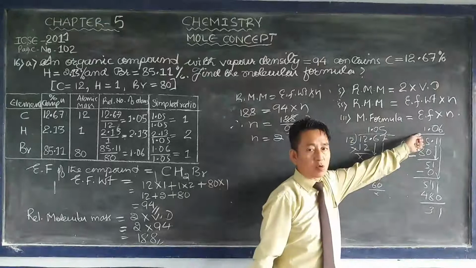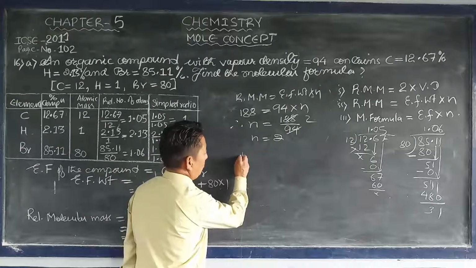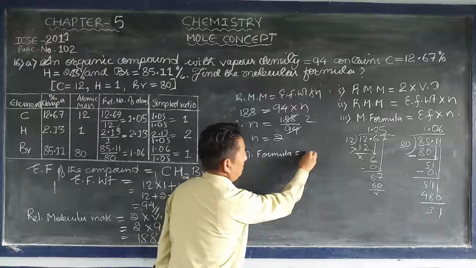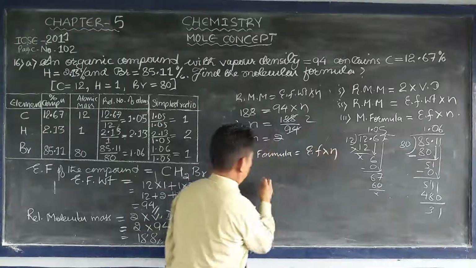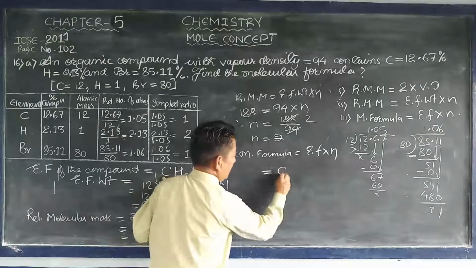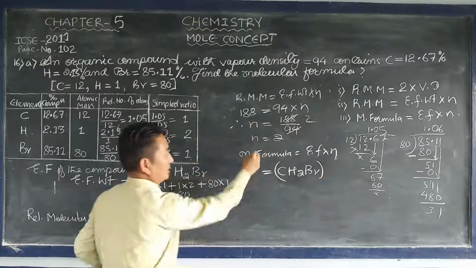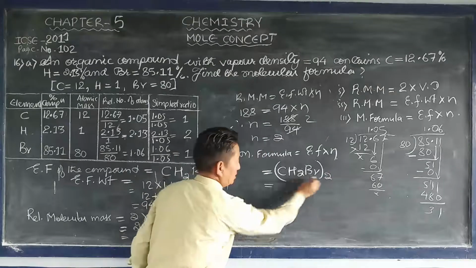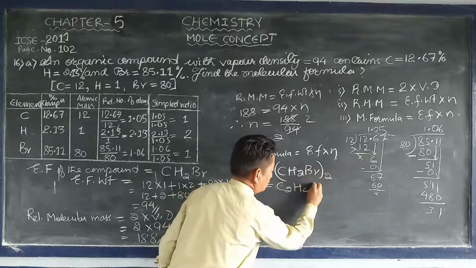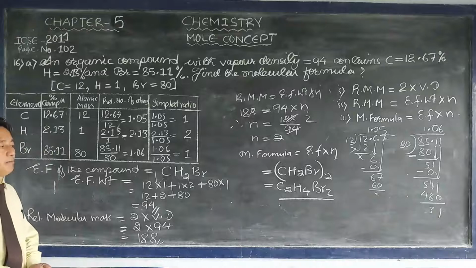Then last one, here relation. Molecular formula is equals to empirical formula into N. Here empirical formula, what is empirical formula? CH2Br. What is the value of N? N is 2. So we'll multiply this: C2, 2 2s are 4, H4, Br2. This is the molecular formula of the compound.